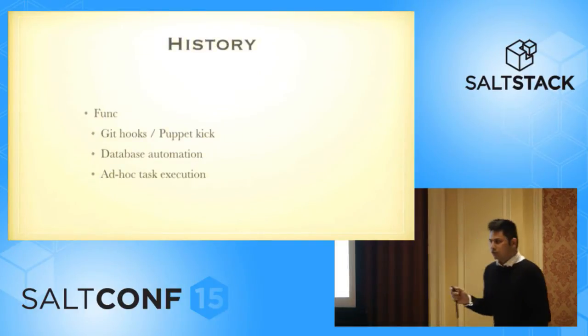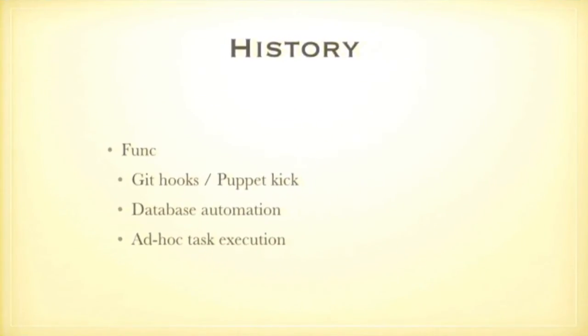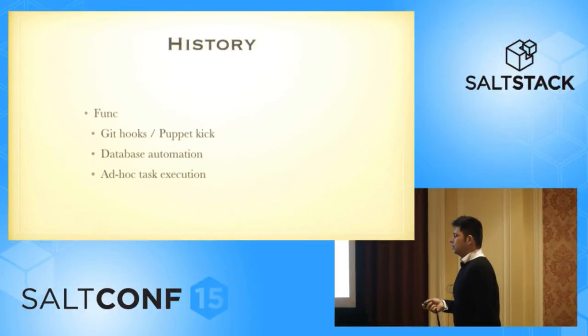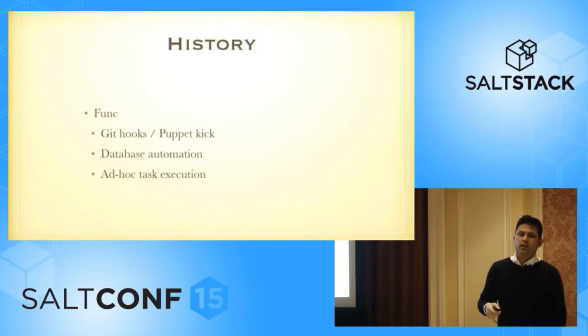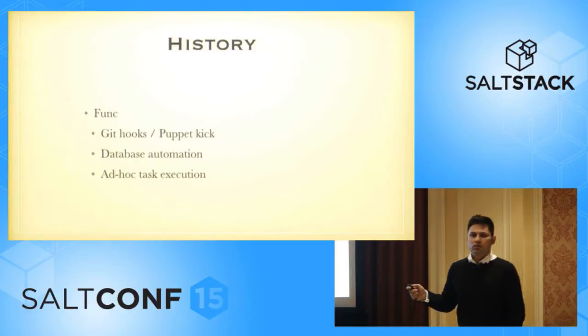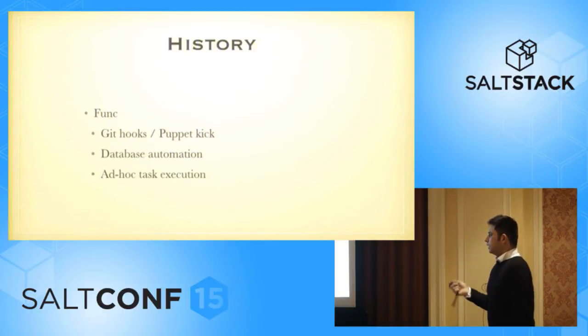So how did we get there? Historically, there was Func. I don't know how many of you know Func. Some of you are shaking heads. So Func is something you can use to do large-scale random command execution, and it's good at doing certain things. Func was being used to make Git hooks, to take stuff that is in a Git repo, and if it changes, do something, and do Puppet kicks. If you want to make Puppet run itself on a particular box on demand, you do a Puppet kick, and ad hoc task execution.